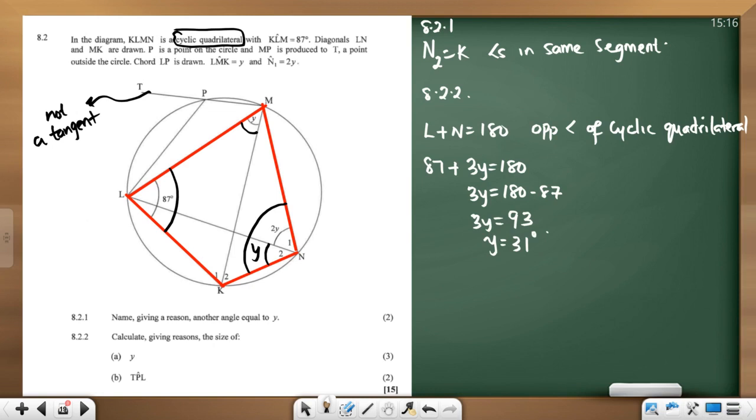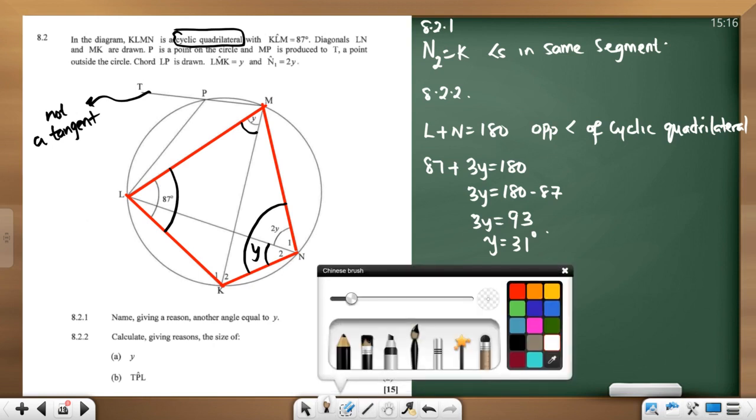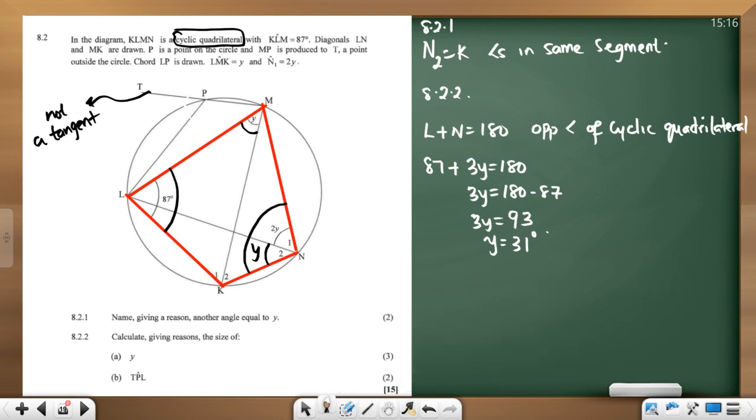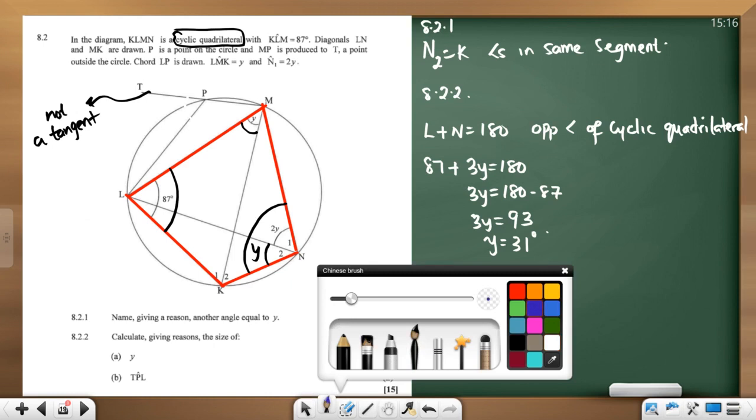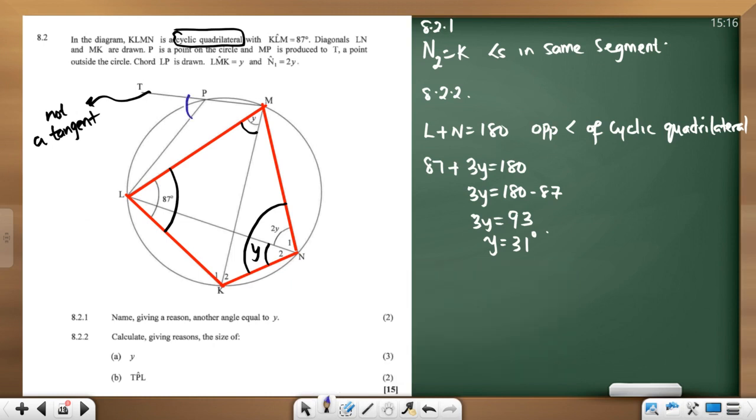Please pause the video and do the last question in case you didn't pause earlier on. What are we looking for? TPL. Interesting. 2 marks. There must be something here. TPL. Let's go check. This angle. Let's use a blue one. Interesting. It's not a tan chord, so please throw that thought away. All right. I see something here.